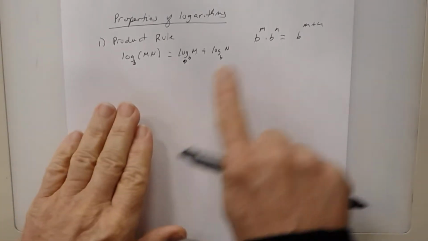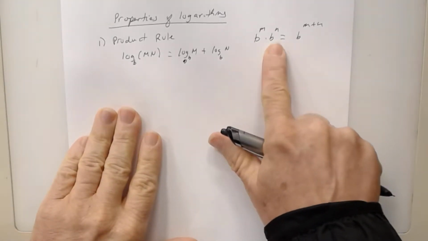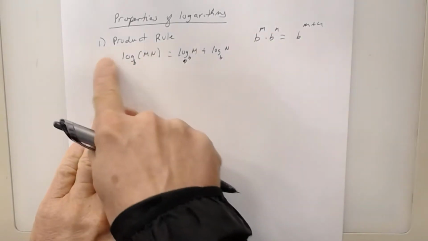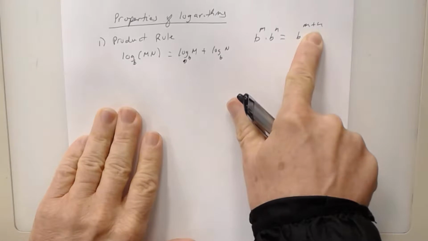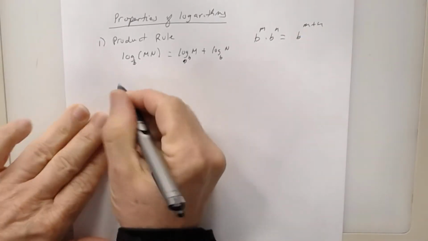So this is always connected to what you did last semester. Multiply like bases, you add exponents. So the log of a product, you're going to write as a what? An addition problem. Okay, all right, so let's do this example.